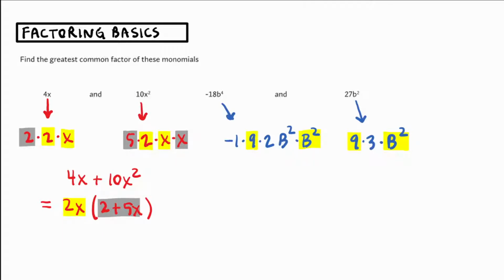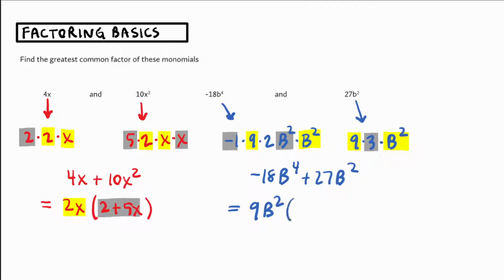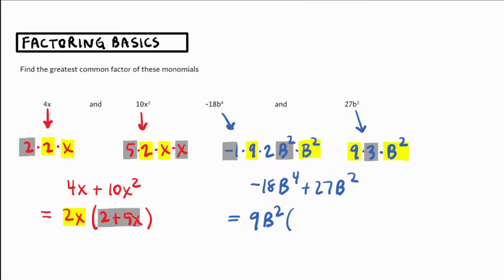So common to both of these things, I've got this b squared, one of them only though, and a 9. Okay. So if I had, kind of like highlighting the leftovers in gray, if I had negative 18b to the 4 plus 27b to the 2, I could factor that by removing the greatest common factor, 9b squared, being left with, oh no, I didn't even catch that 2 right there, being left with a negative 2b squared plus 3. Just like we did in the first one.